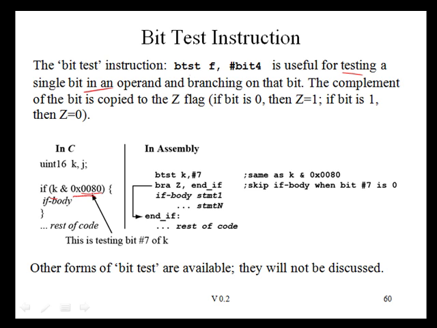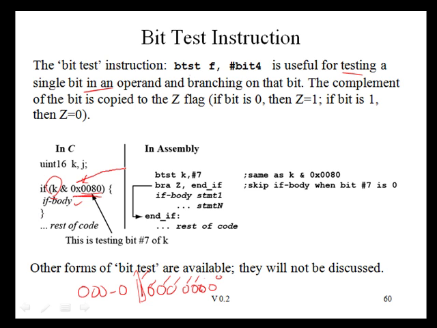For example, this constant value 0080. If I write this in binary, there are 8 zeros in the most significant byte, and the least significant byte is going to be 10000000. What this is going to do is test this bit. Well, what bit position is that? That's going to be bit 0, 1, 2, 3, 4, 5, 6, 7. What this code is doing right here is testing bit number 7 of this k variable, and if it's a 1, it's going to execute the if body. If that bit number 7 is a 0, it's not going to execute the if body.